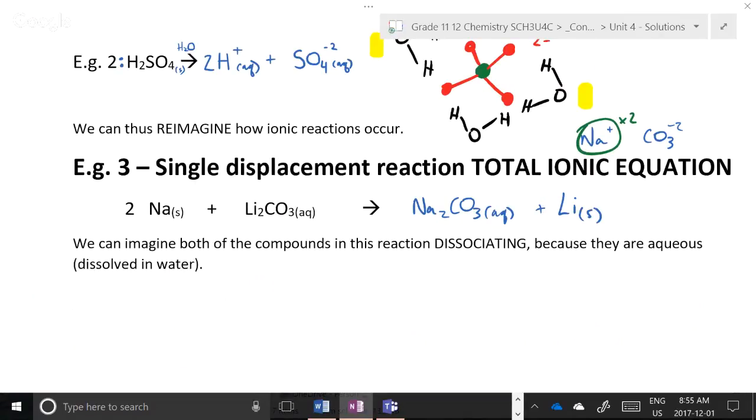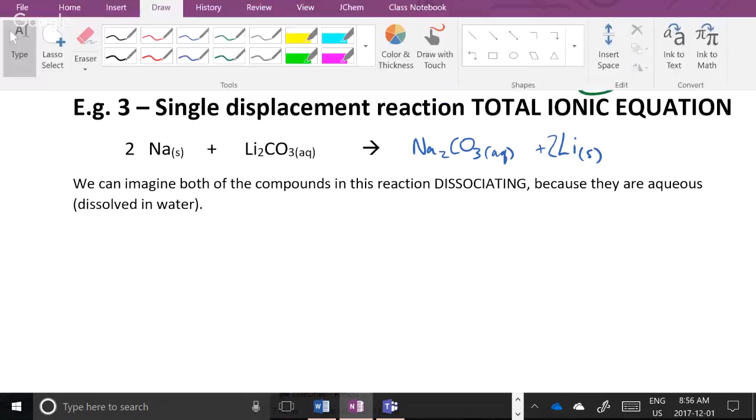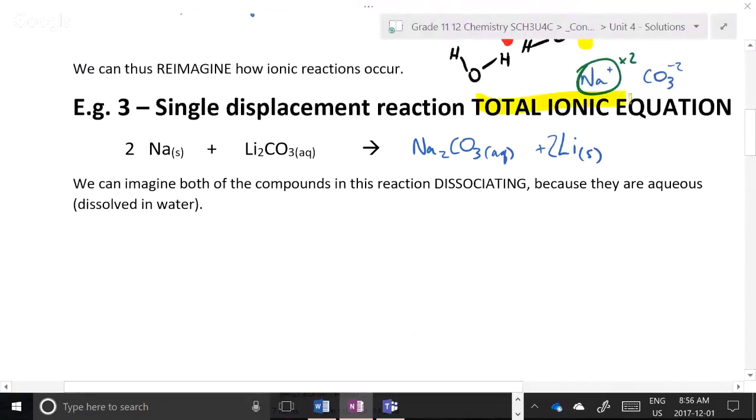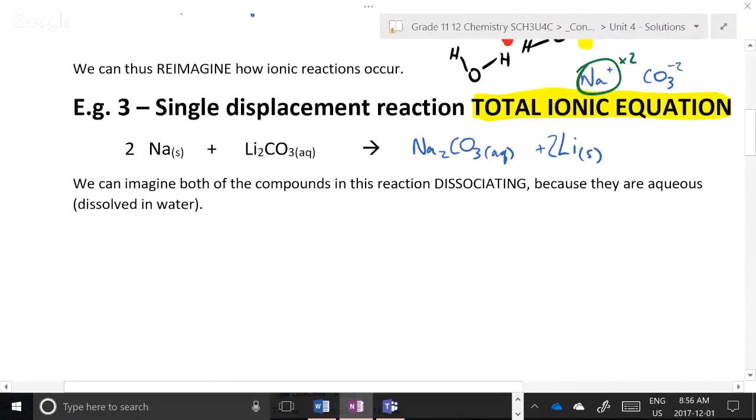Would you have to put the 2 in front of that lithium? Yeah, absolutely. Thank you. 100%. So there we go. So now we have a balanced chemical equation. But what I want to do is look at this as an ionic equation. All right? So what we are going to make right now is called an ionic equation. In fact, it's called a total ionic equation. We'll talk about what the total means in a minute.